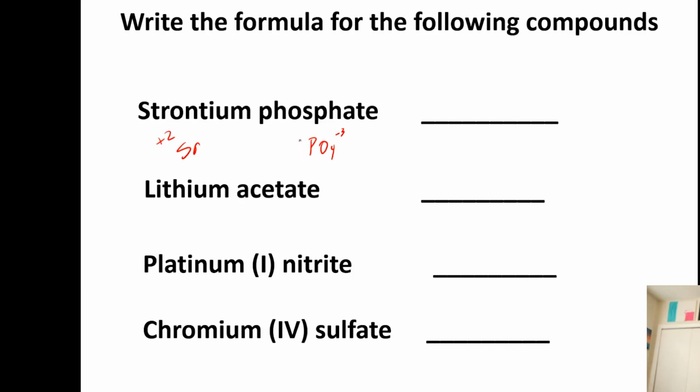And here we're just going to crisscross like we did before. So the 3 comes over to the strontium, and the 2 comes over to the PO4. So in parentheses, the 2 goes here. Then when we write it out, it's going to be Sr3, and then parentheses, PO4, close parentheses, and then a 2 goes right at the bottom. That's going to be strontium phosphate. Next one we have is lithium acetate. So lithium has a +1 charge. And then acetate is going to be C2H3O2.